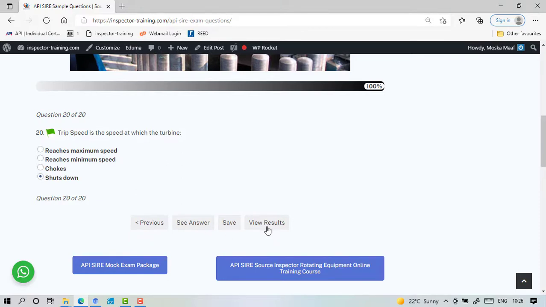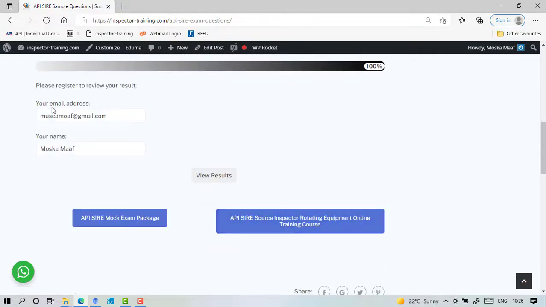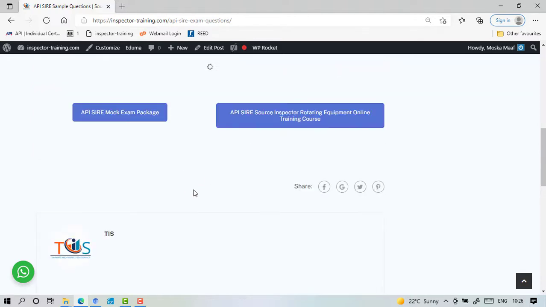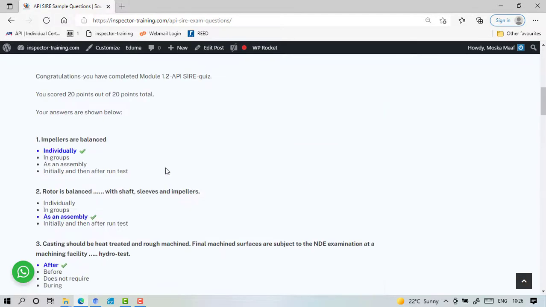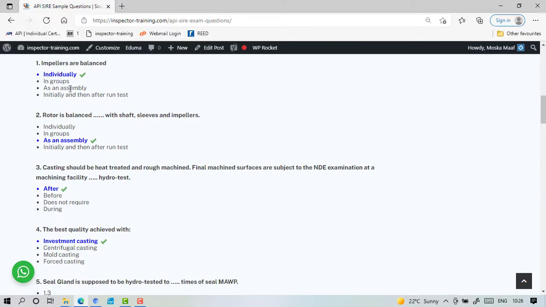So you can look at the results. For that you just need to put in a username and a name, and then you can look at the results. The result will show how much you scored out of the total 20 points, and all the green ones are the correct questions. If you answer anything wrong, it will be shown in red.